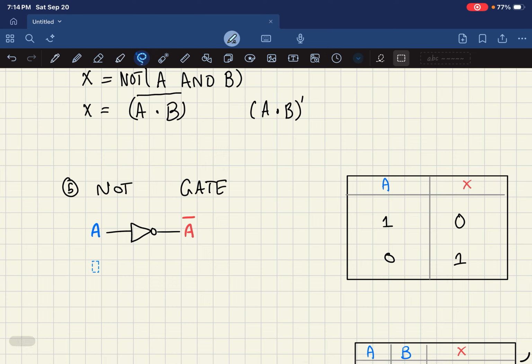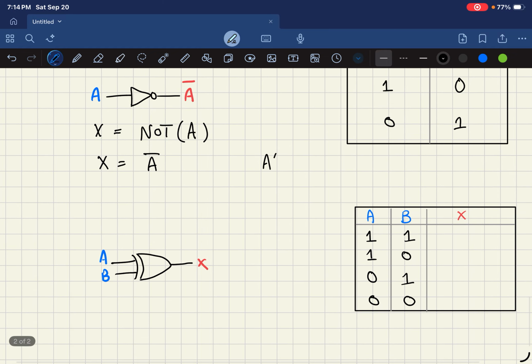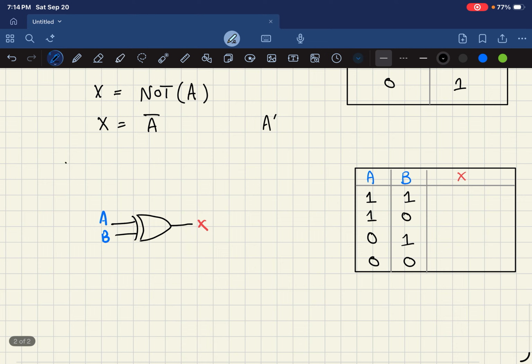Again, mathematically the way you would represent it is basically just use NOT A, okay, or the more compact way would be A bar or A dash. Again, these are two different ways of representing the same thing. All right, the last gate we have, the sixth gate that we have, is called the XOR gate.